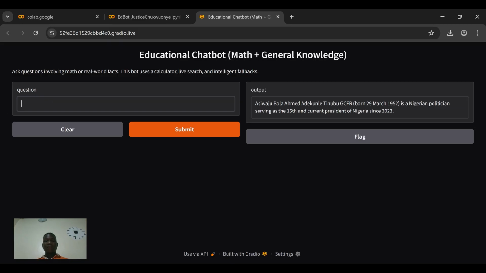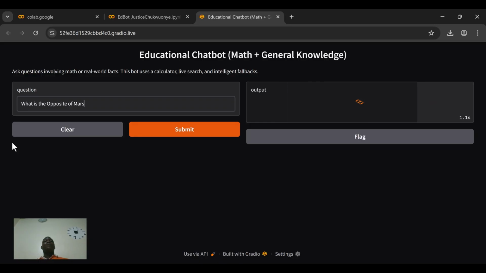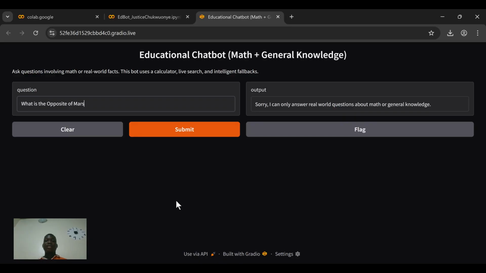But when I give it a question that is totally wrong, for example, what is the opposite of mass? You see, it says, sorry, I can only answer questions about math and general knowledge. So this is how my chatbot works.